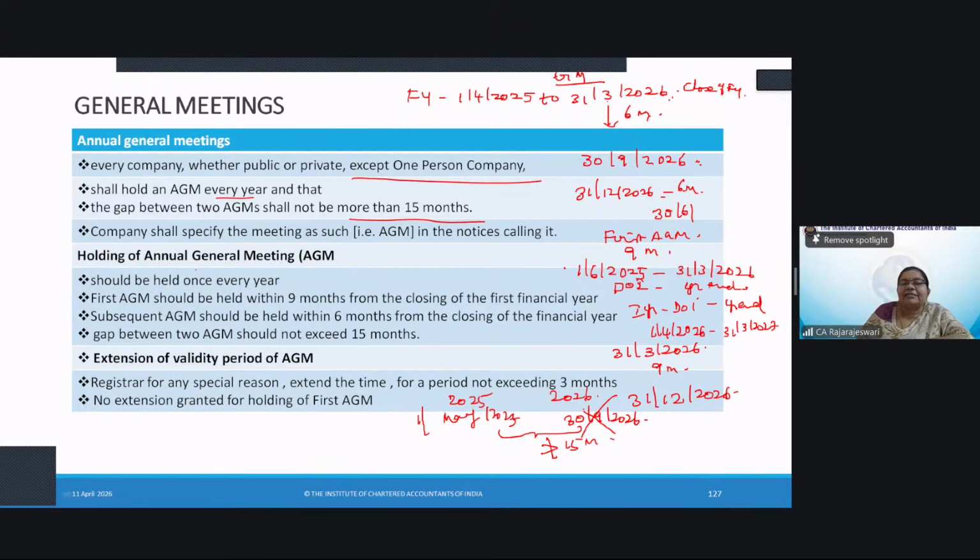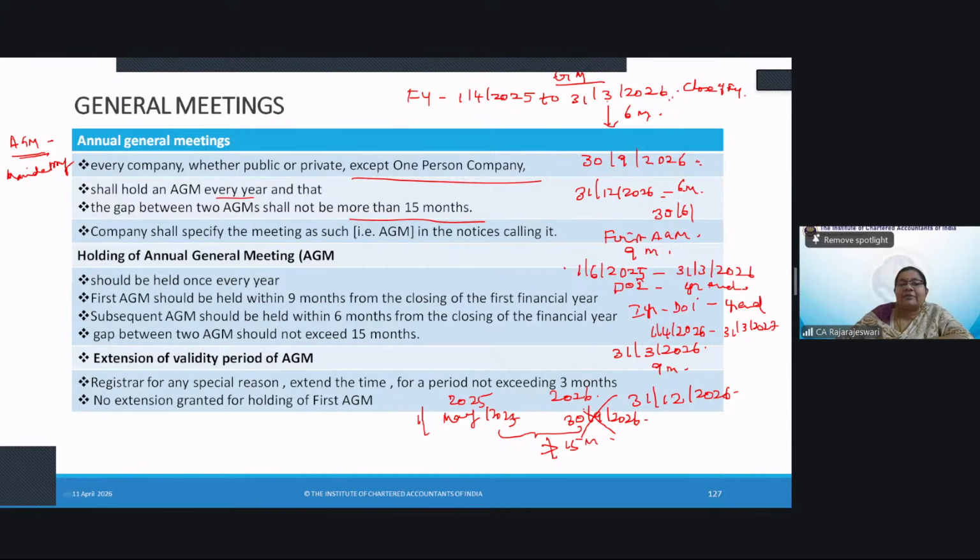The company shall specify the meeting as such. That is, the notice says, hereby notice is given that the annual general meeting of the company will be held at. So it should specify in that notice that the annual general meeting of the company will be held on. Or if it is a general meeting, no issue. But if it is an annual general meeting, it should mention that, or it can simply say a general meeting will be held, if it is an extraordinary general meeting. But for the annual general meeting, it is mandatory.